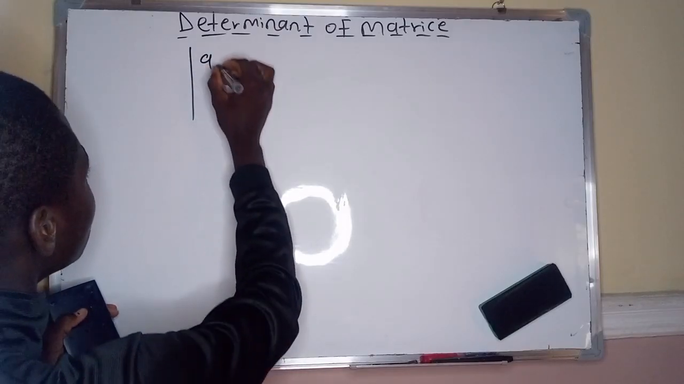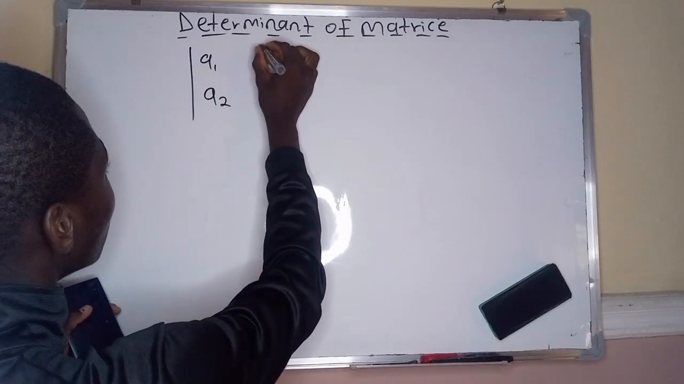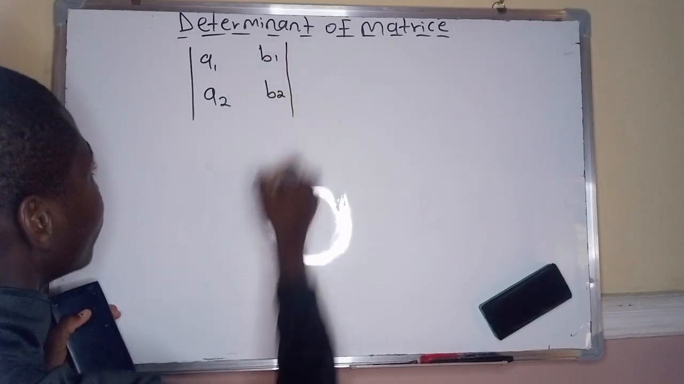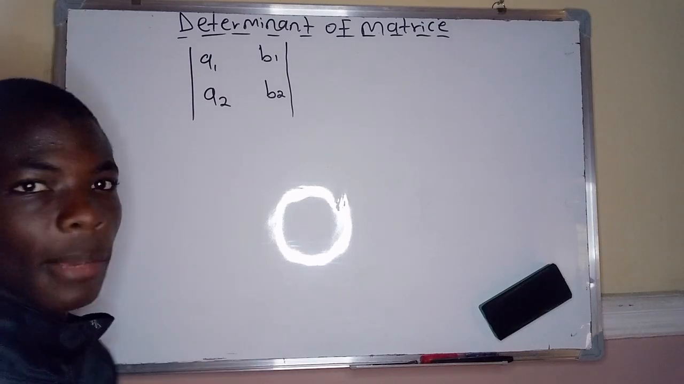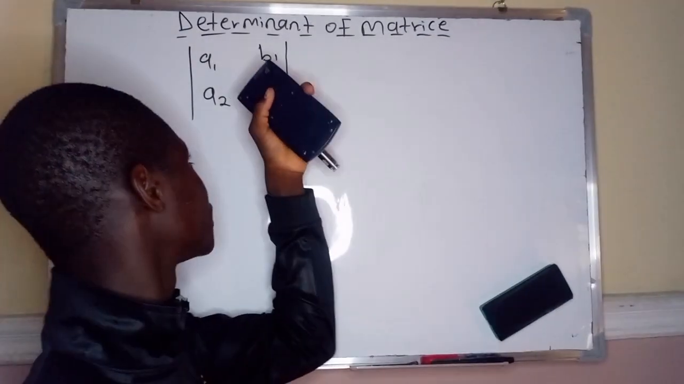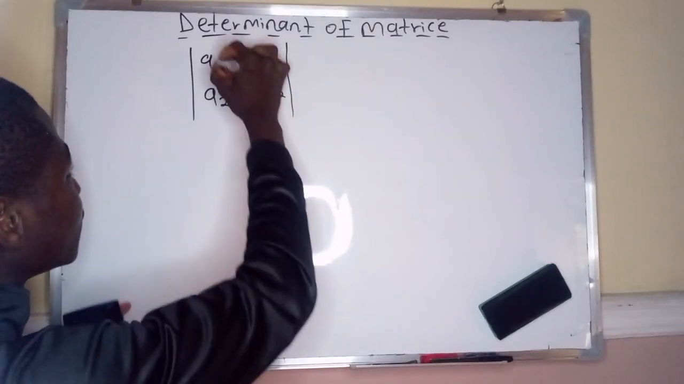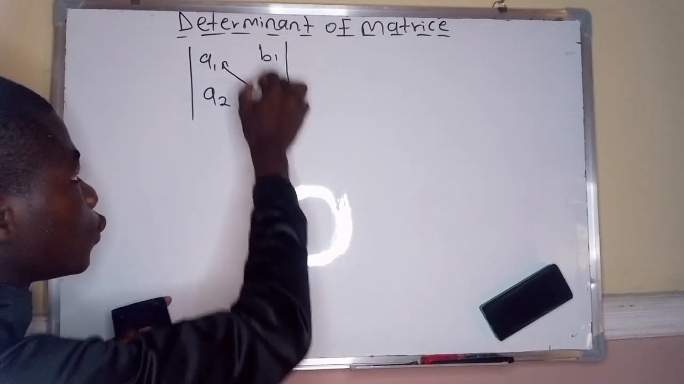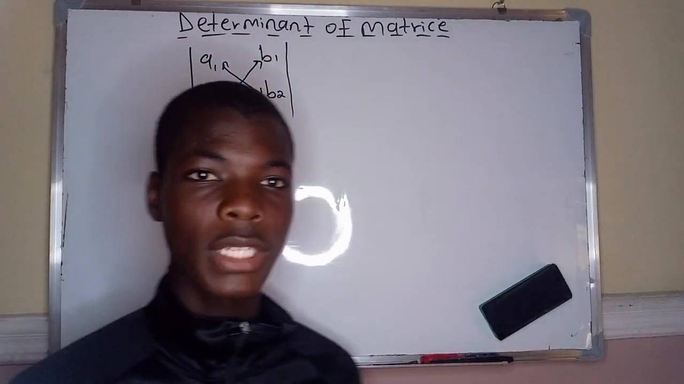A1, A2, and B1, and we have B2. So how can we find the determinant of this matrix, A1, B1, and A2, B2? To find the determinant, I will just say A1 multiplied by B2, and then B1 multiplied by A2.